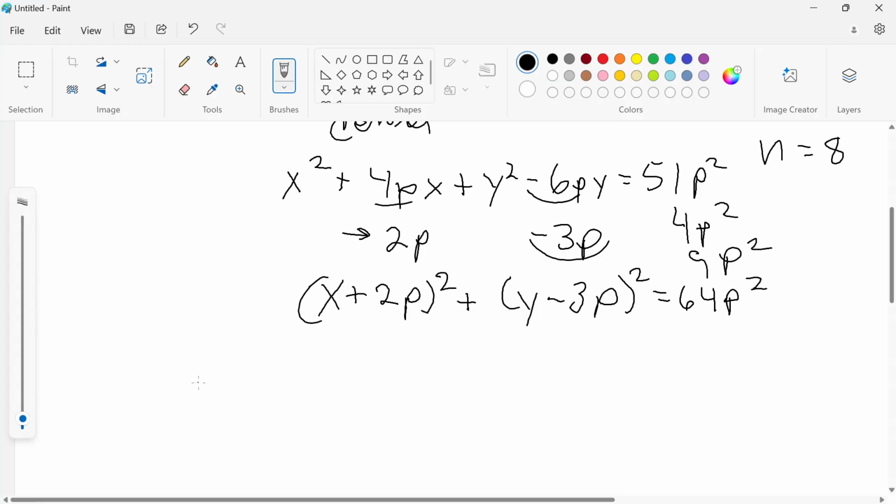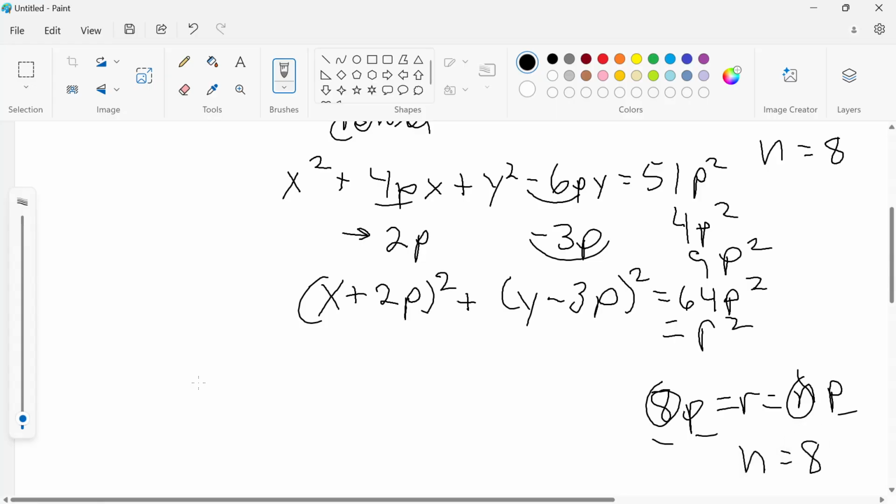But, so this is the r squared part, and I just need the r part. So 64p squared is r squared. What is r? The square root of 64 is 8, and the square root of p squared is p, so 8p equals the radius equals n times p. Well, there's the p part, there's the n part, n equals 8. So there's the way to find it by math. Also, you can find it using Desmos, as I have shown.